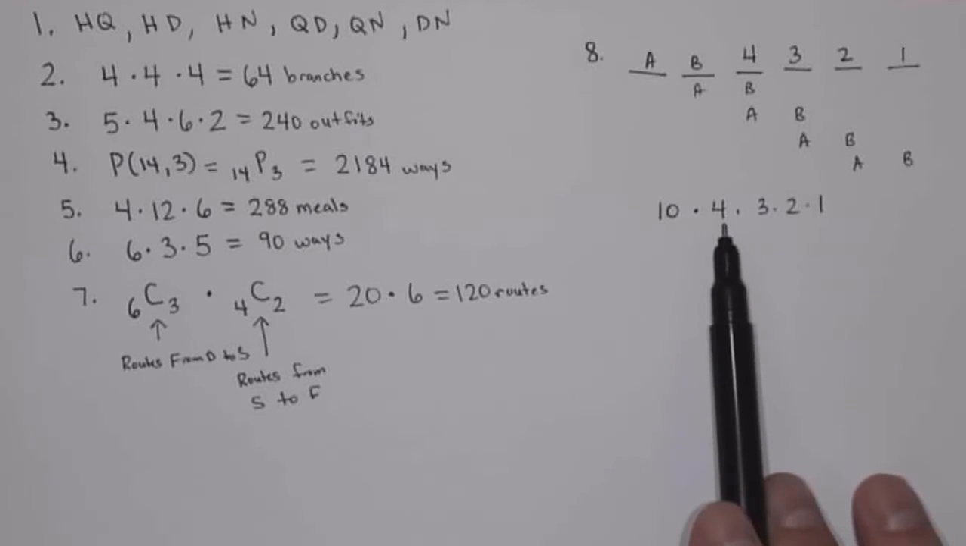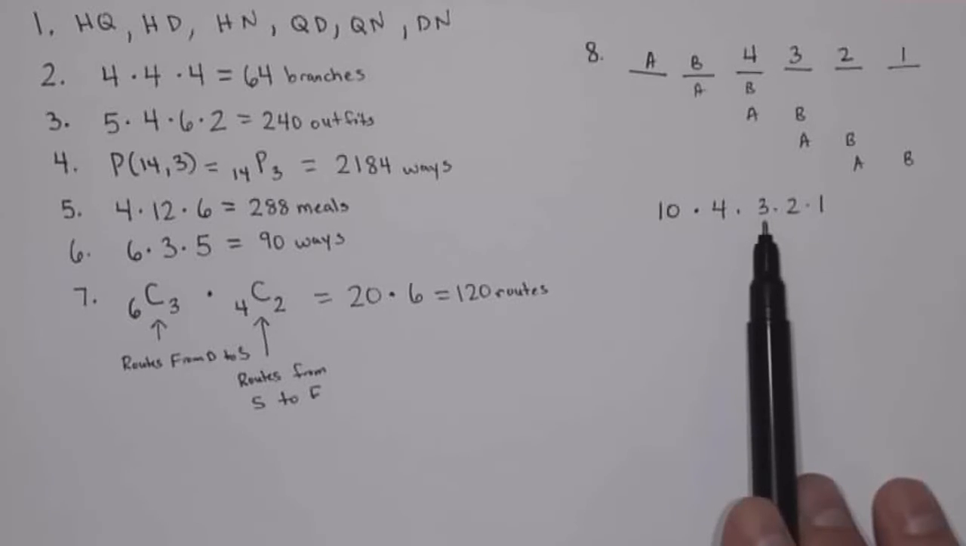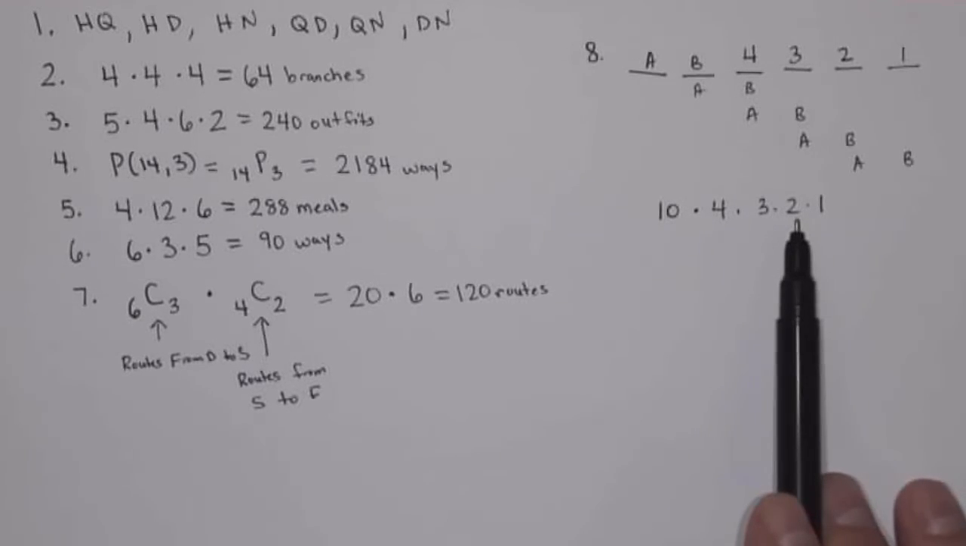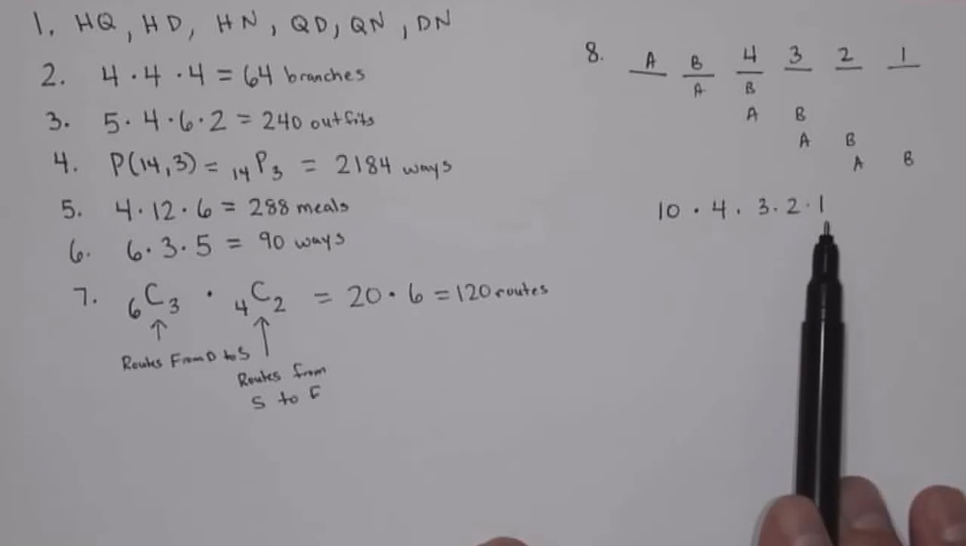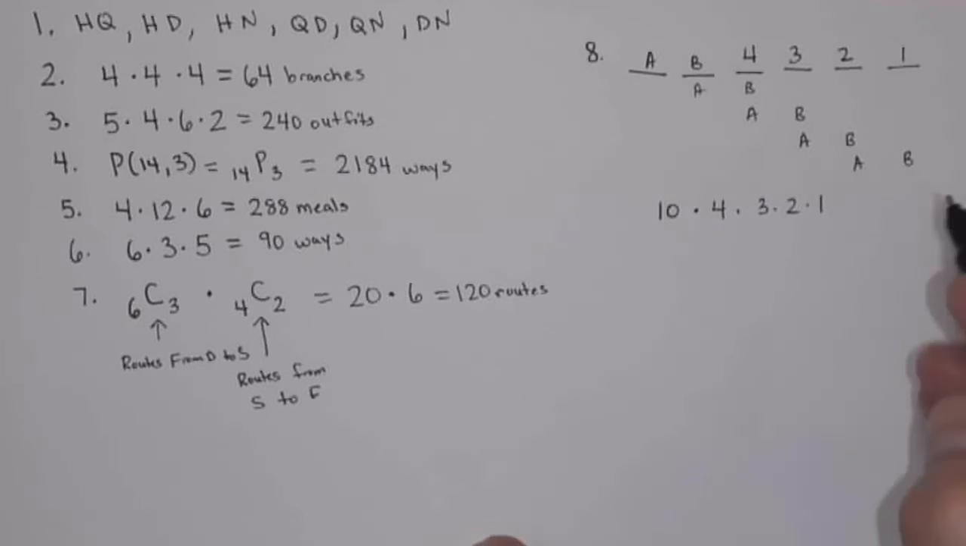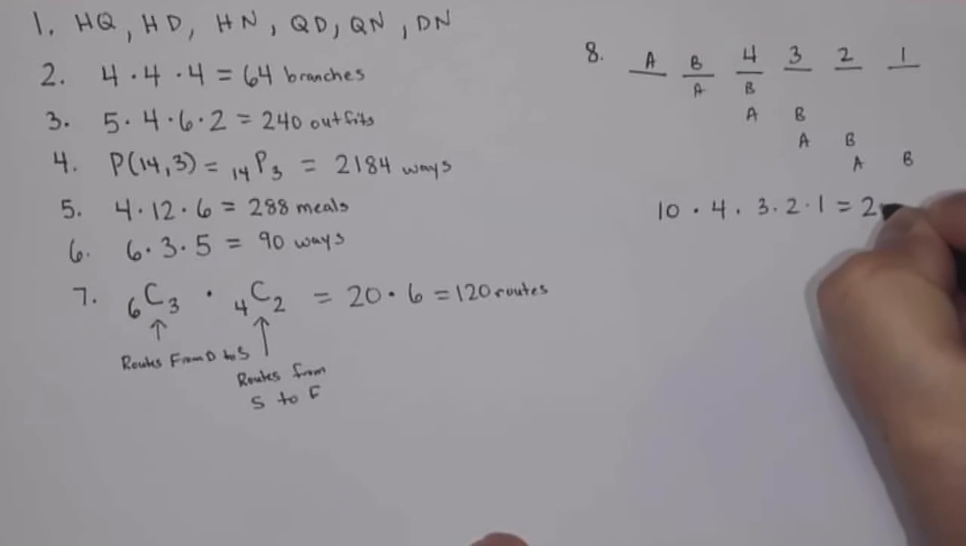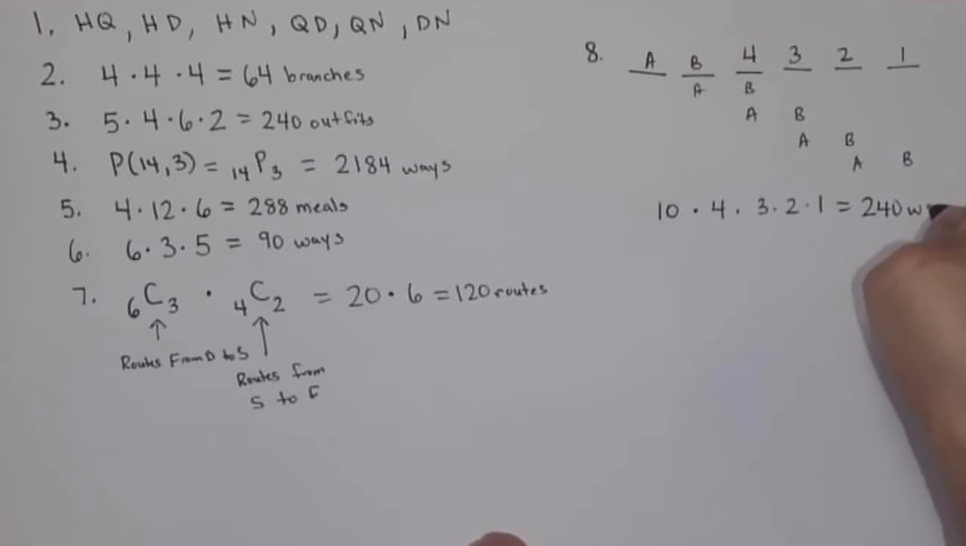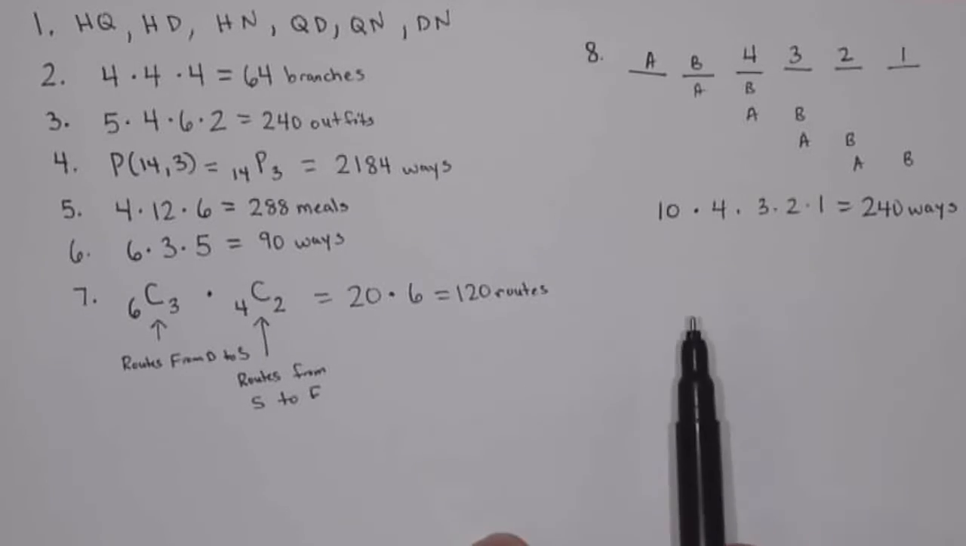Well, 10 times 4 is 40. 40 times 3 is 120. And 120 times 2 is 240. And 240 times 1 is still 240. So when I multiply that out, that is a total of 240 different ways that I could sit these 6 people, again, if Alex and Bonnie have to sit together.